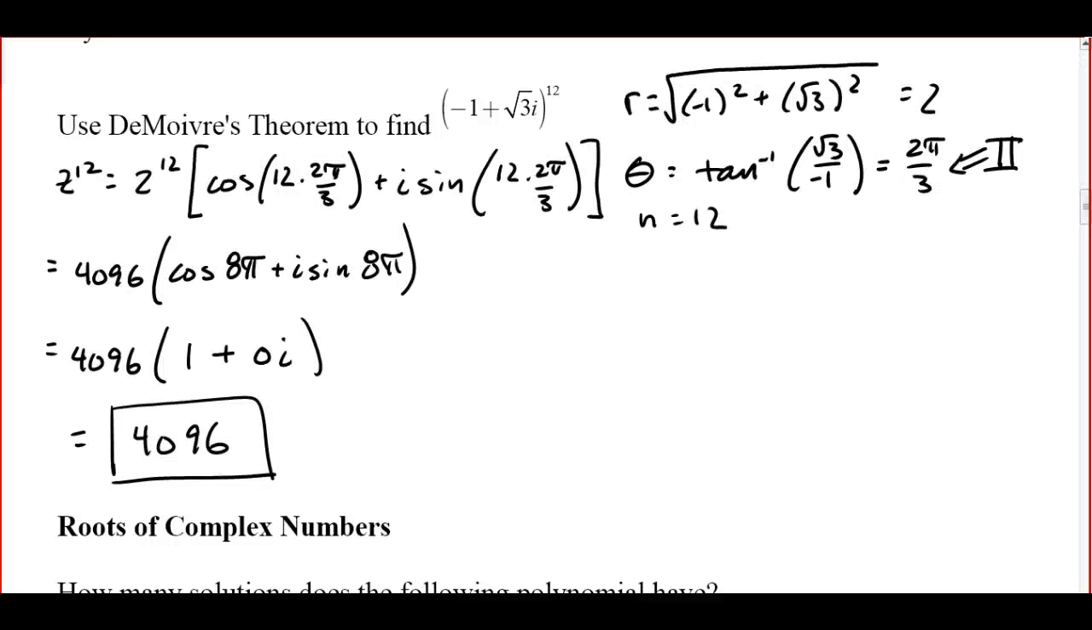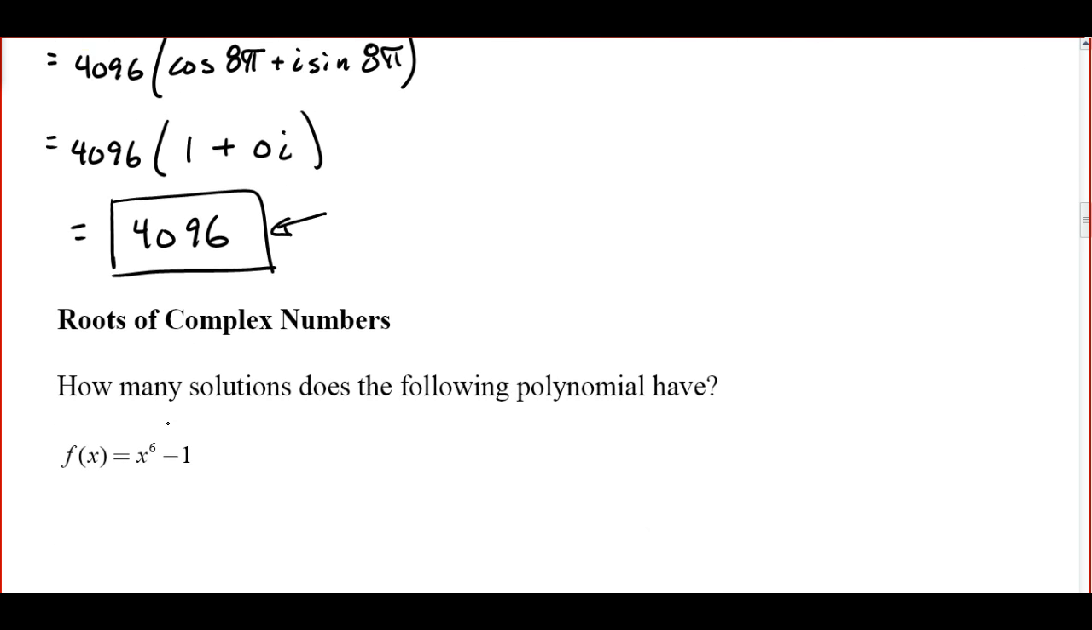Alright, so here's the solution to the problem that you were supposed to try. You should have gotten 4096. Here, your value of r is 2. We know theta is going to be 2 pi over 3. Remember, this is a pi over 3, and negative 1 plus root 3i is in the second quadrant, so it's got to be 2 pi over 3. n is 12. Substitute everything in, and hopefully you got 4096. And again, if you didn't, make sure that you figure out what you did wrong or ask some questions.